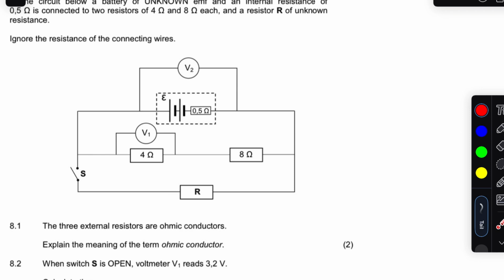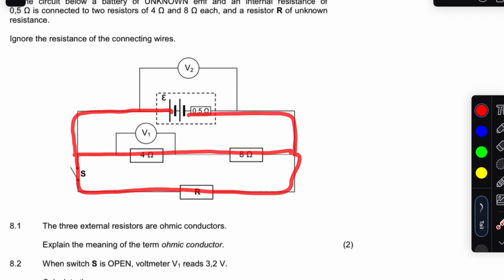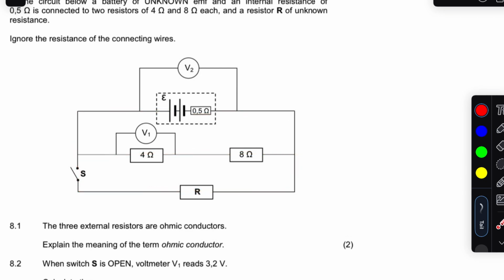Now guys, let's look at the case where the circuit is closed. If the circuit is closed, the current will move in this direction. When it gets there, there's a split going in that direction and a split going there, and then they combine and go there. If the switch is open, the current will only go this way, right?